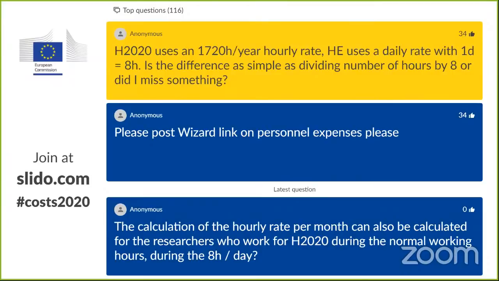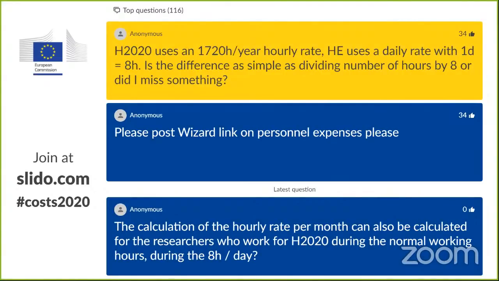So for the person who made the question, yes, there is a very important parallelism between the three options in Horizon 2020, so the 1720 individual and standard, and three possibilities of conversion of hours into days for Horizon Europe. So it's not just this divided by 8, which you are completely right. The other options are also somehow translated into Horizon Europe.